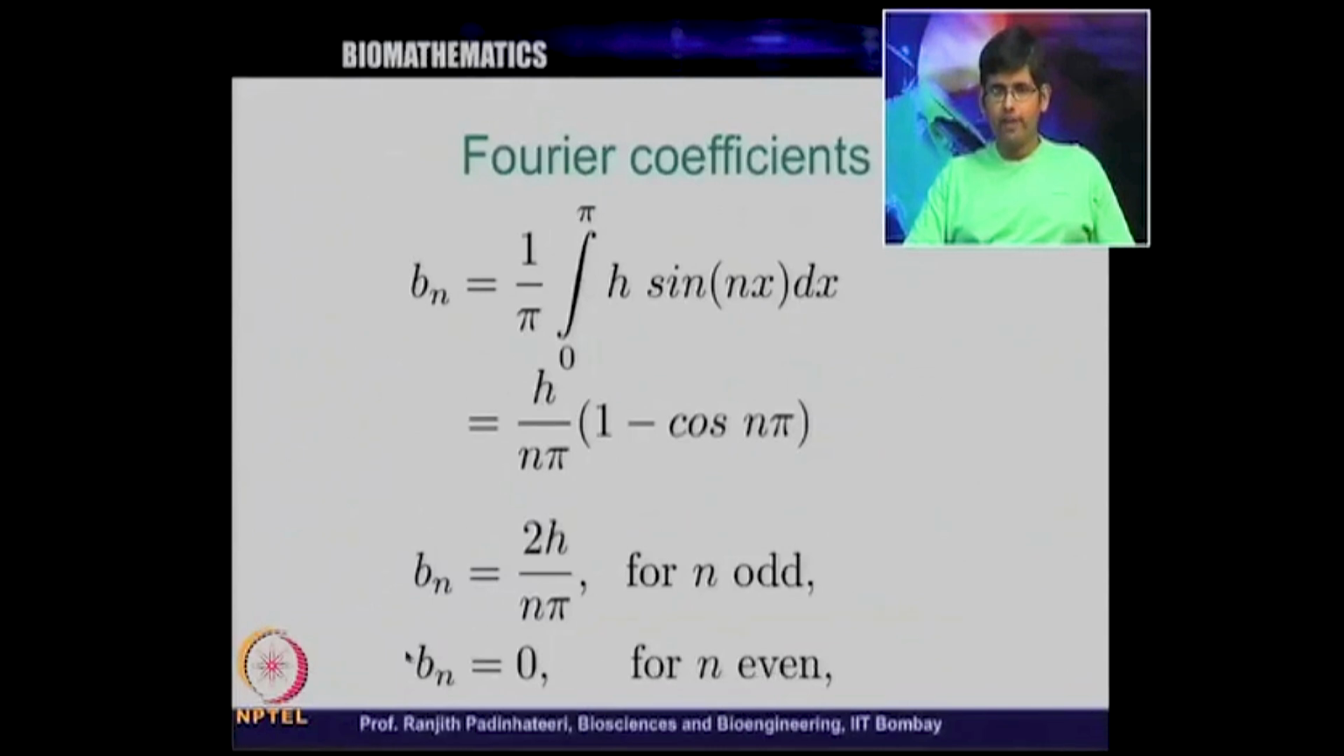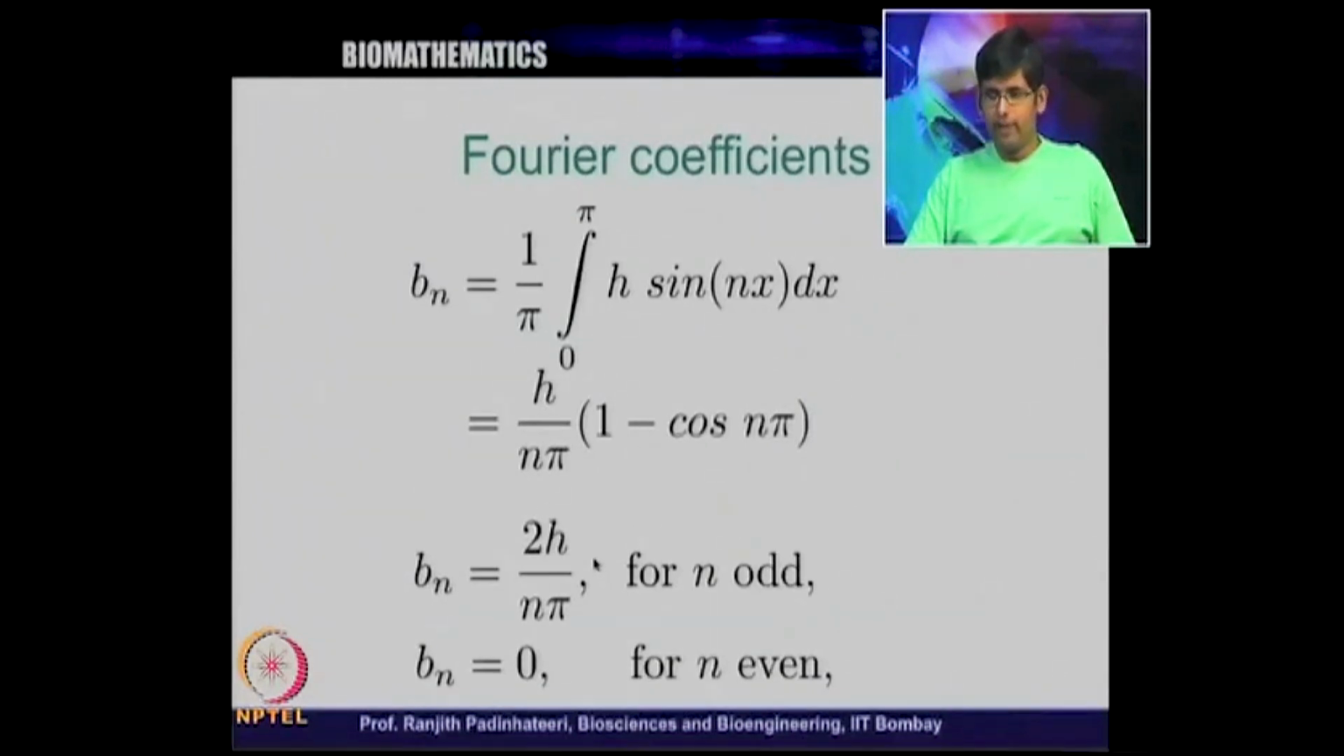For n even, B n is 0. For n odd, B n is 2h by n pi, because when n is odd, cos n pi is minus 1. So 1 minus minus 1 is 2. So this is essentially 2h by n pi. So B n is 2h by n pi when n is odd, and B n is 0 when n is even. So that is the case here.